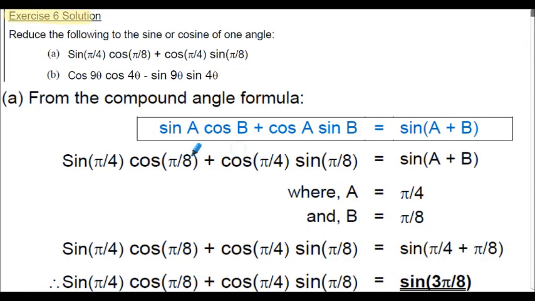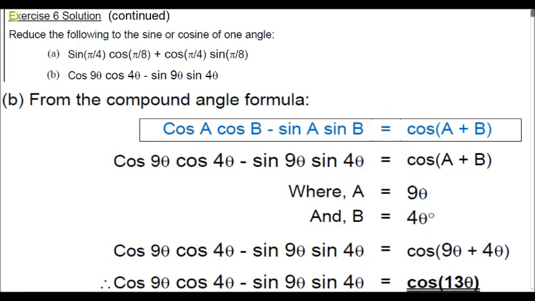Exercise 6 solutions is part A. I'll let you review the solution at your own pace. This is the compound angle formula used. Here's the final answer. And exercise 6 solution continued is part B, the compound angle formula used, and again the final answer.